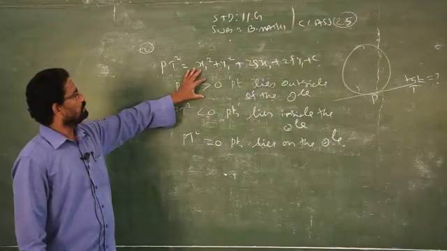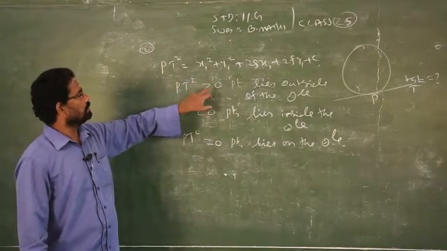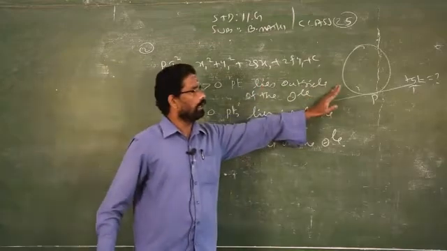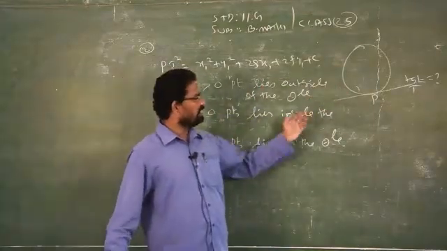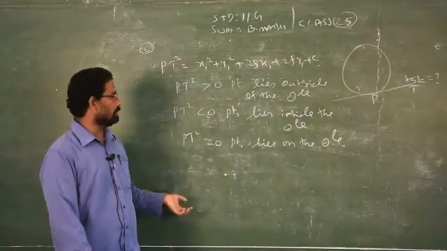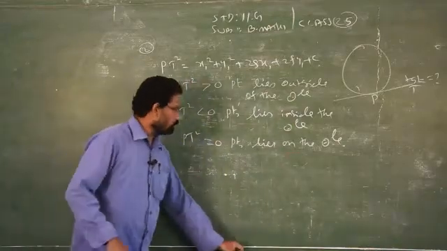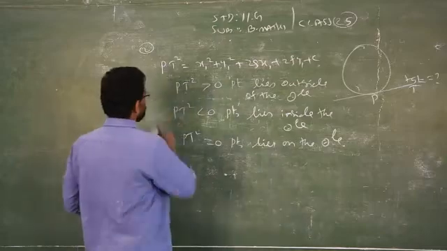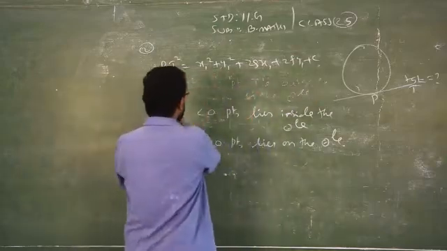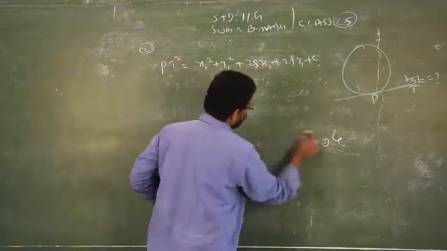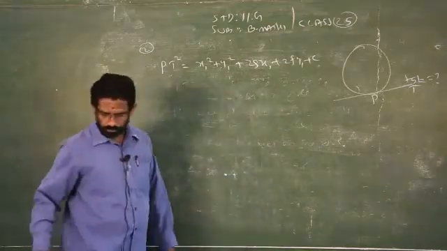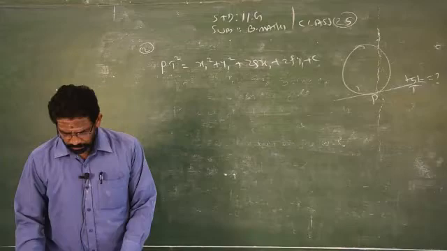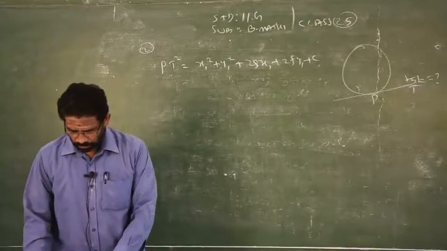Then the distance, PT square: if it is greater than 0, the point will be outside of the circle. If it is less than 0, the point lies inside the circle. If it is exactly 0, it is on the circle. So these three you have to memorize. Clear? Now we will see some problems based on the length of the tangent from the given point. Just replace everything as usual.